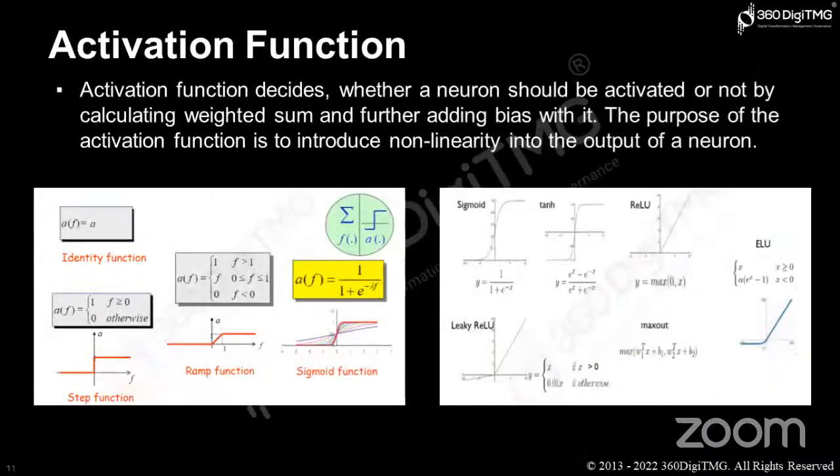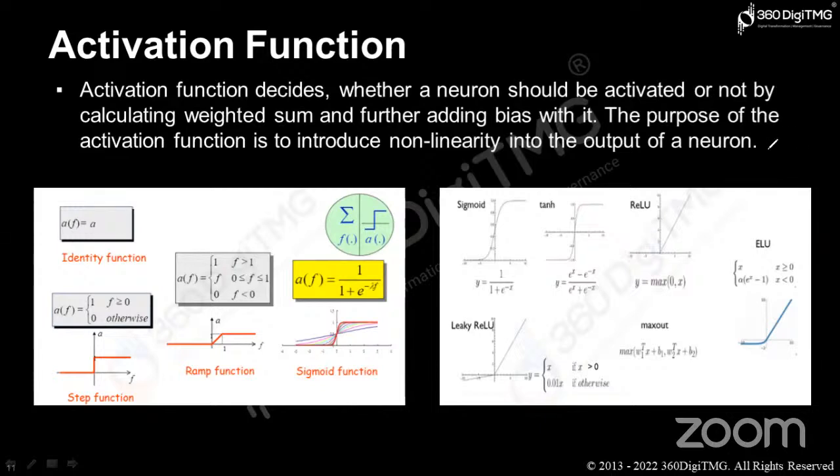So yesterday we saw what an activation function is, right? An activation function decides whether a neuron should be activated or not by calculating the weighted sum and further adding bias to it. So that we have seen. The purpose of the activation function is to introduce non-linearity into the output of the neuron. So we have different types of activation functions.